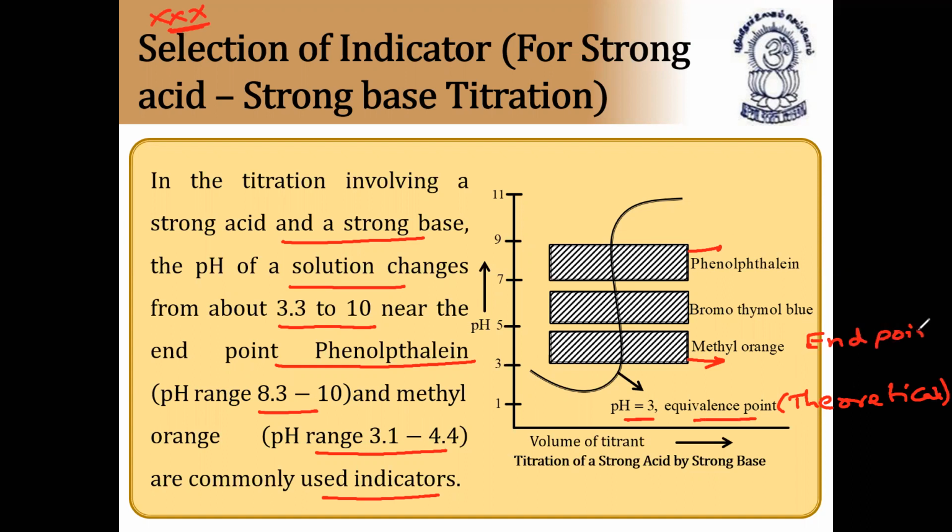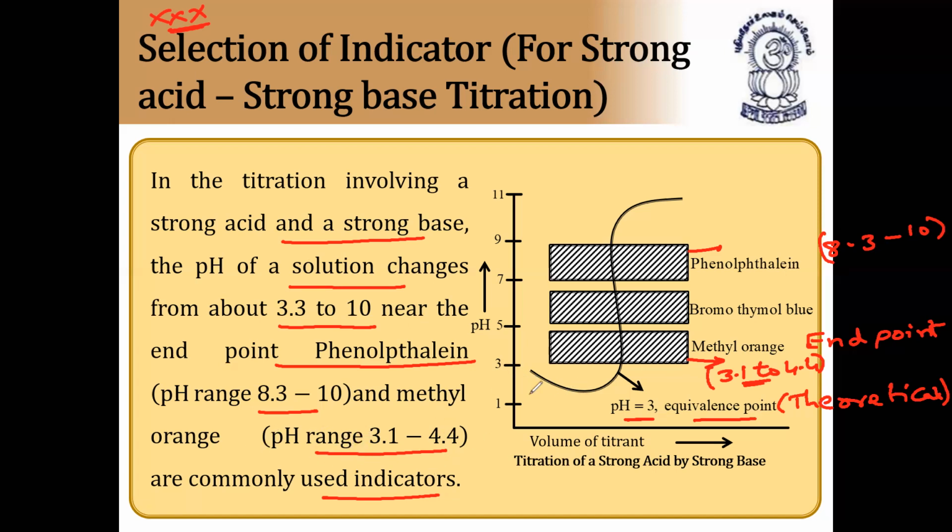What is the end point for phenolphthalein for a strong acid and strong base? It is 8.3 to 10. And what is the end point for the methyl orange indicator? It is in the range of 3.1 to 4.4. The pH ranges of the indicators are nothing but the end points.